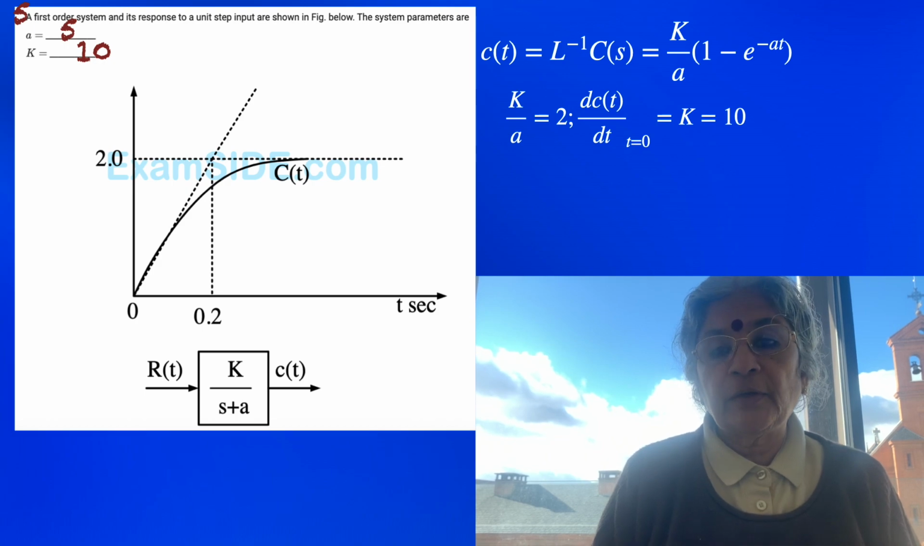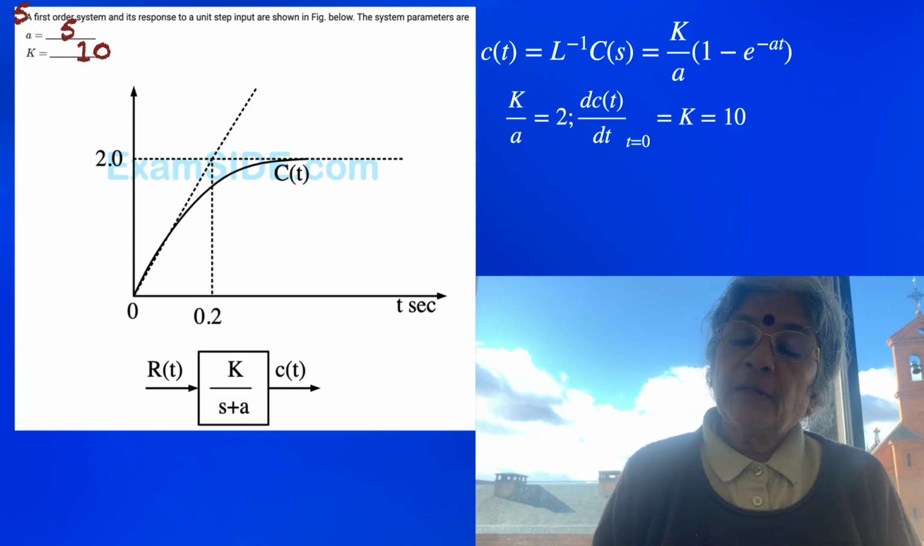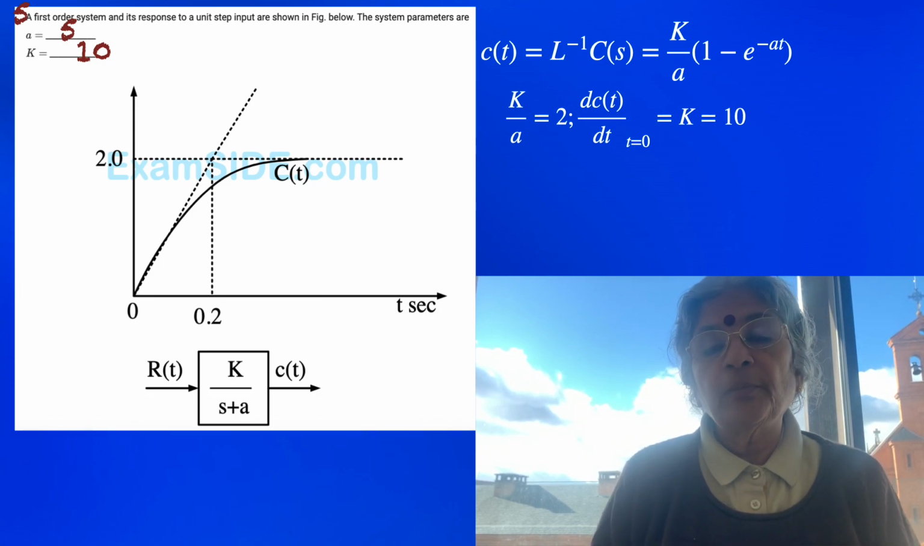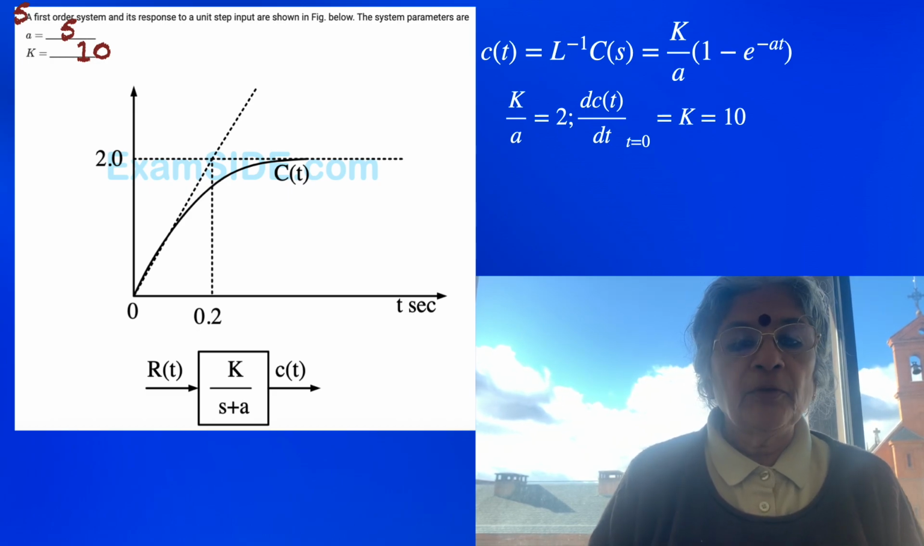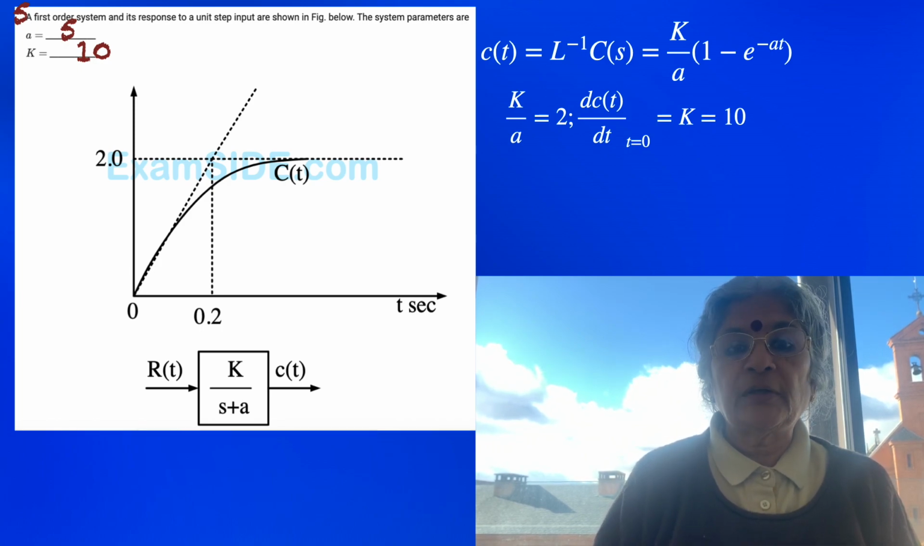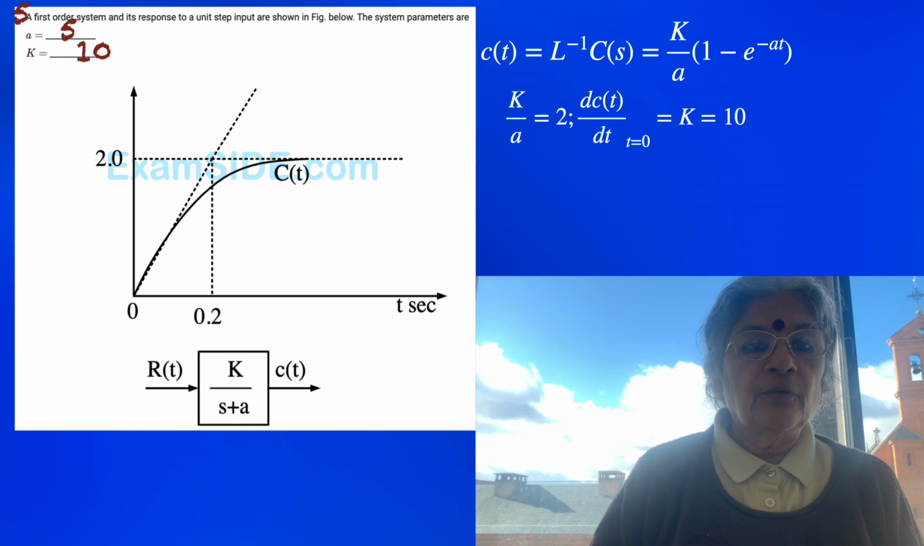When you take the integral of k by a into 1 minus e raised to minus at, it is the same as k by a into minus a, or k. Into minus of k by a into minus a, which is equal to k. So k is equal to 2 by 0.2, which is equal to 10. So now k is equal to 10 and k by a is equal to 2. So very easily you can find out a as equal to 5, and k is already obtained as equal to 10.